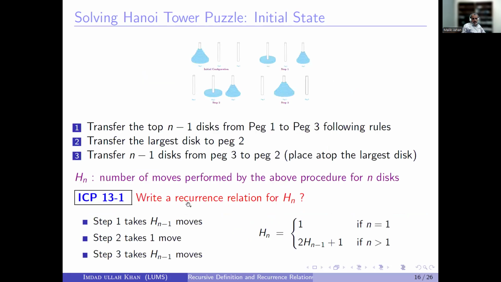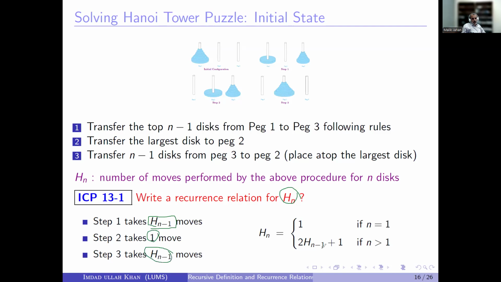Okay, so this is the first ICP. Our task is to formulate the recurrence relation. So step 1 takes, we define a function Hn, which represents the number of moves required to get the whole task done for n disks. Hn is dependent on Hn minus 1. Then there is only one move when we have to move the largest disk, and then we have to perform another Hn minus 1 moves.